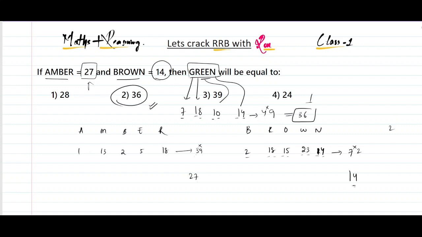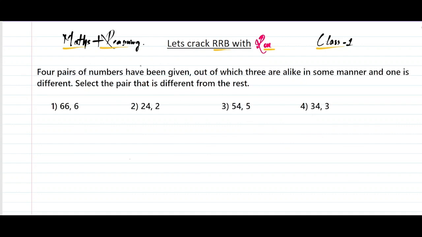Okay. Next question. See this question, this is the reasoning one. We need to find the odd one out, meaning one is different. Among the options, there is an option which is different from the rest. So we need to find that option. Observe the options here. Here we have 34 and here we have 3.